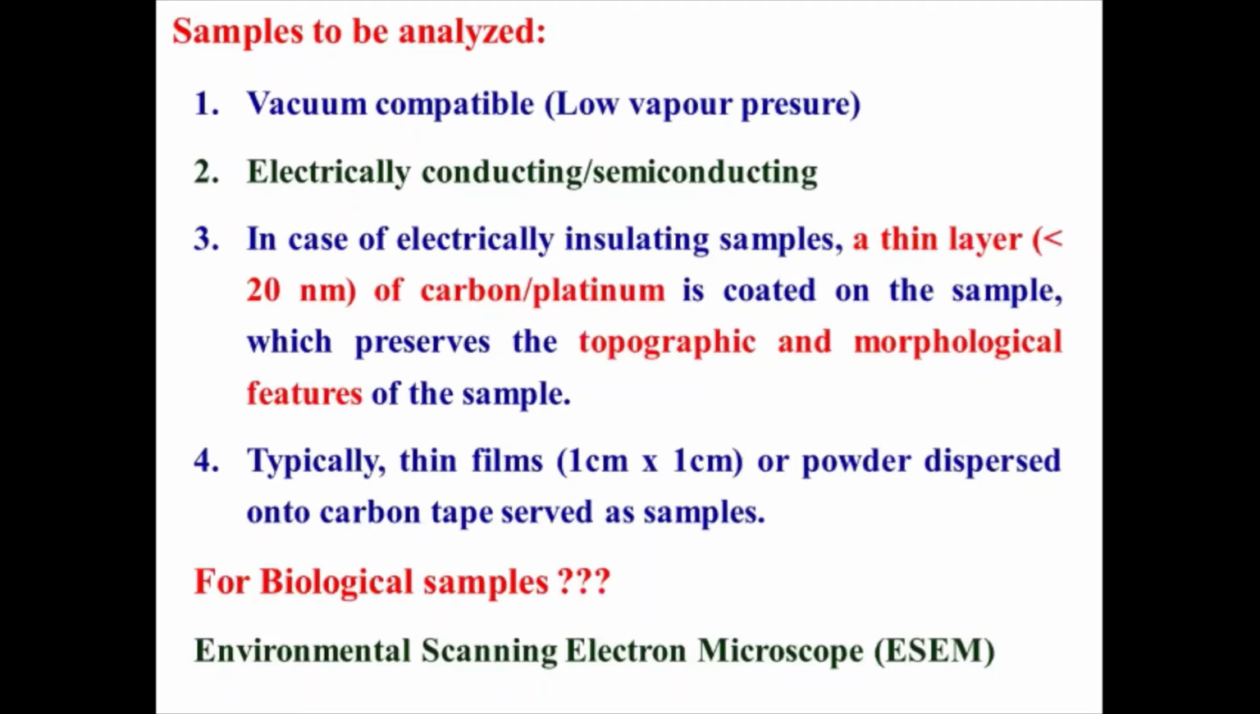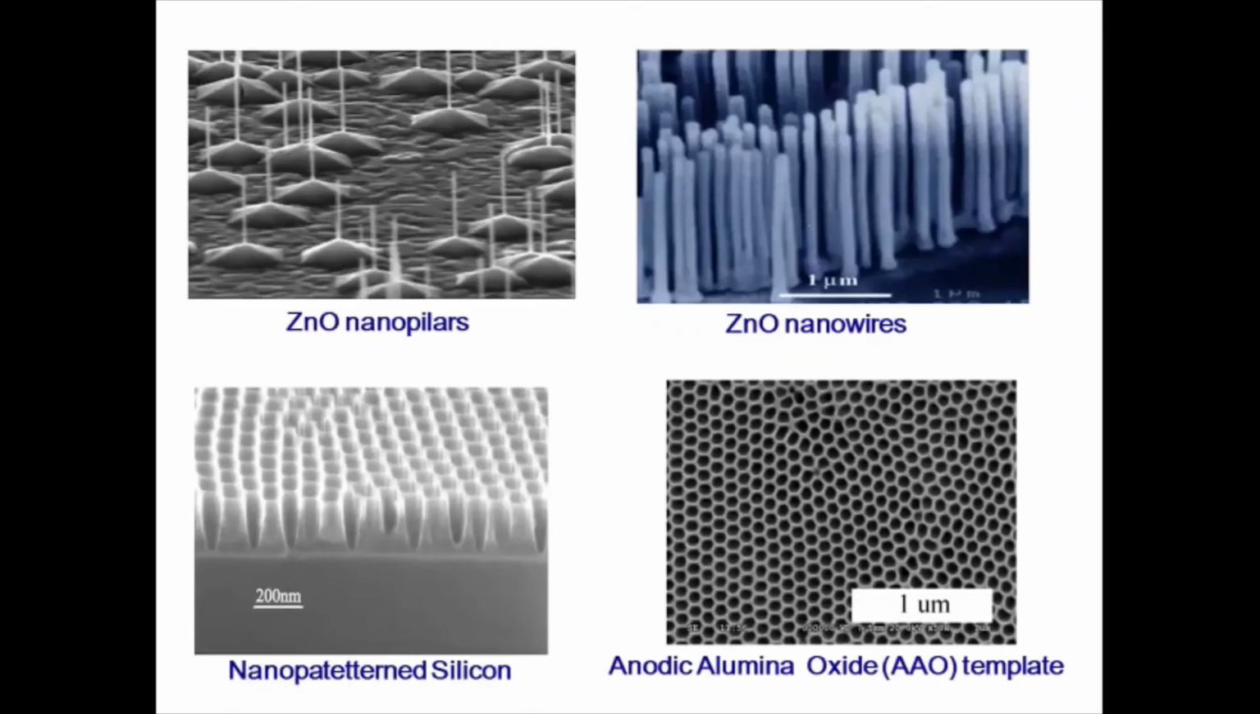For geological samples, you require a very big sample chamber, so 3-inch, 4-inch diameter or wide samples can be mounted in the sample chamber. But that is a special requirement. And as I told you, for biological samples, the scanning electron microscope is not compatible. So can we image these samples or not? The answer is affirmative. One has to use the environmental scanning electron microscope.